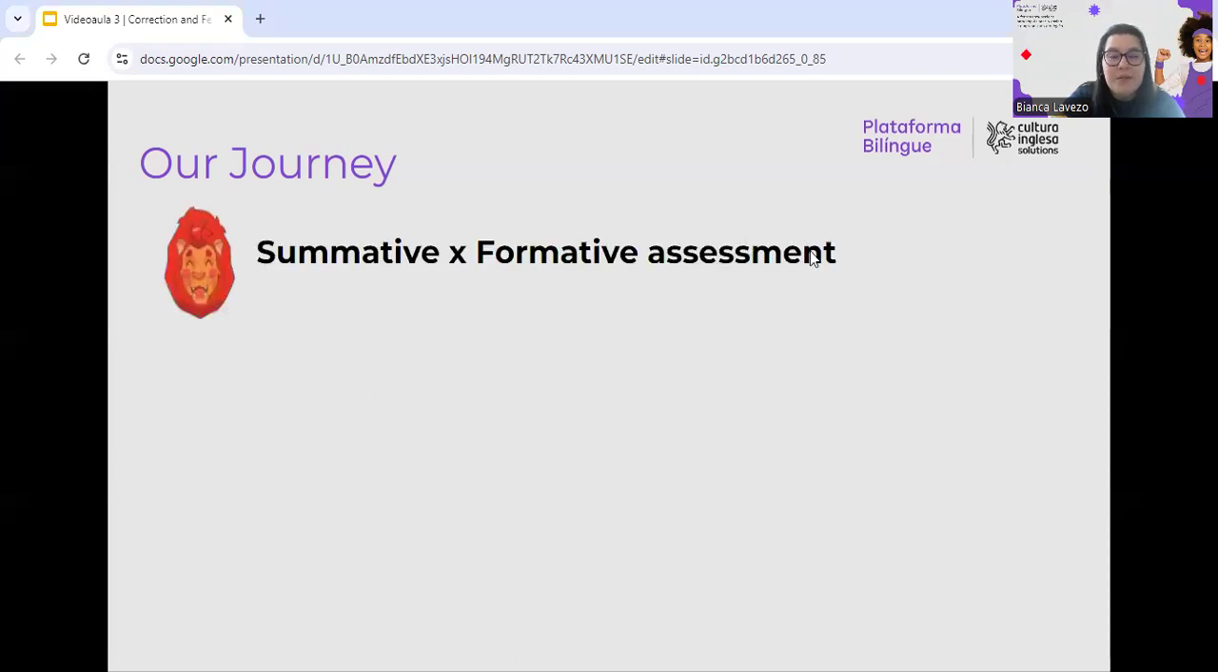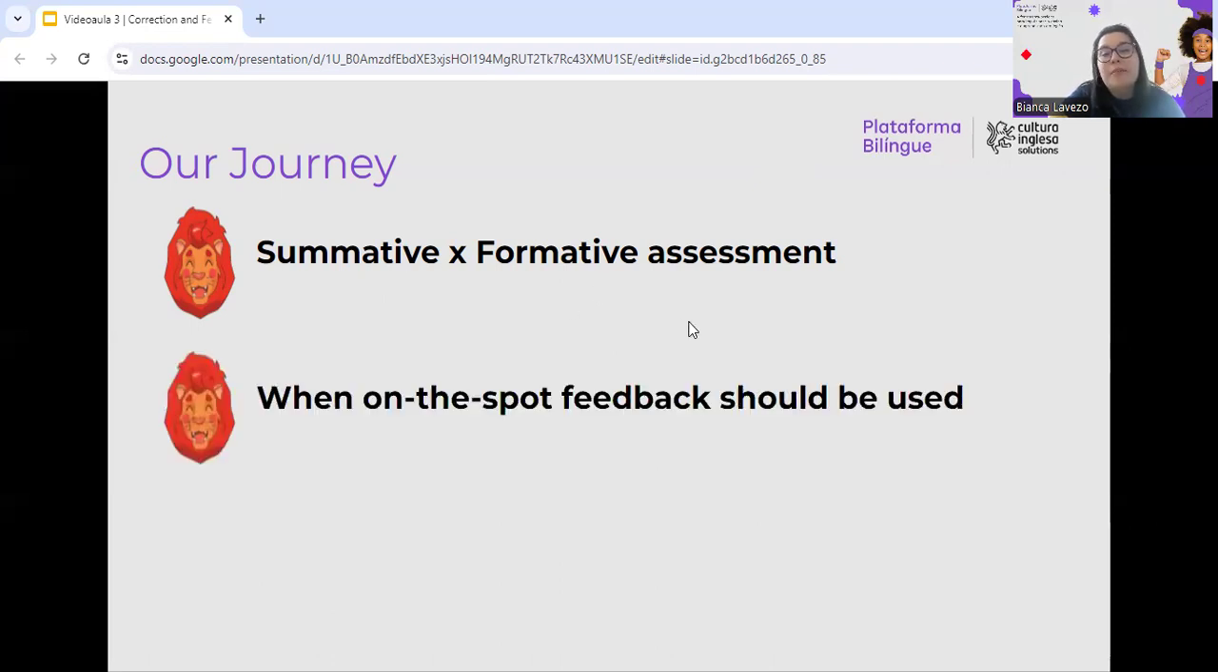We're going to start with the idea of assessment and how it's connected to the whole concept of on-the-spot feedback. We'll be detailing and understanding the concepts of summative and formative and all that. Then we will be moving on to when this type of feedback should be used, when, why, right? And later on, techniques, how we're going to go about them, right?